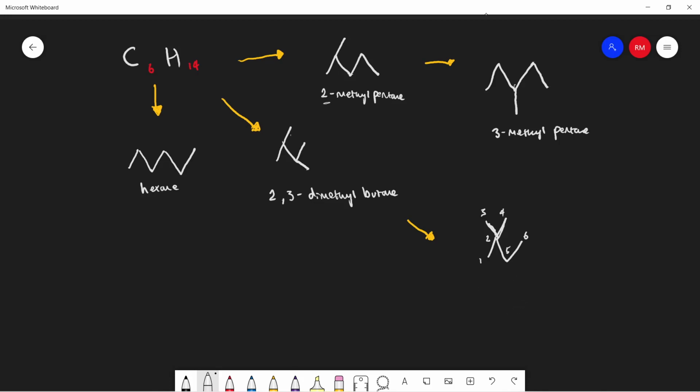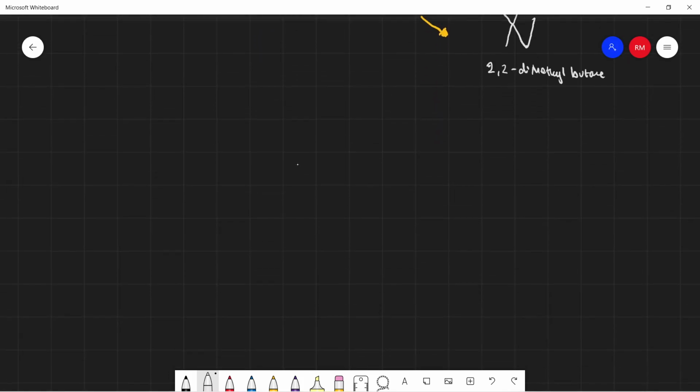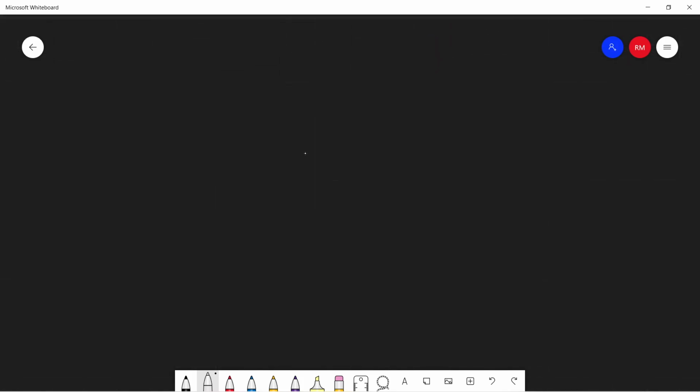Let me redraw this so it's a little bit nicer for you guys. This is actually just called 2,2-dimethylbutane. And we're naming all these structures in accordance with IUPAC rules. Now that I've shown you this, I'm going to draw 3 different structures, and I want you to draw one structural isomer for each of the following structures I draw.